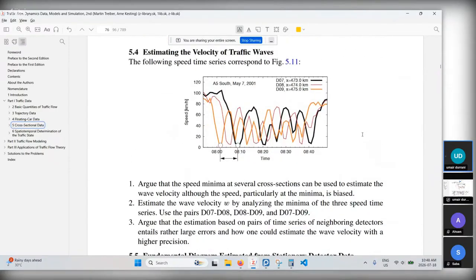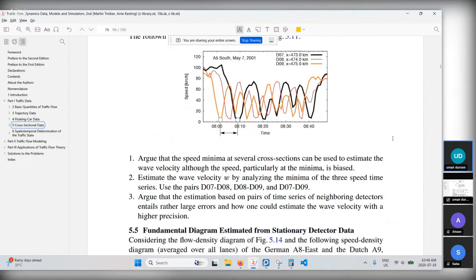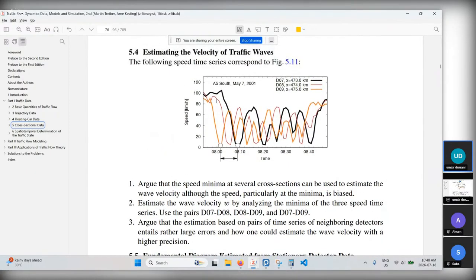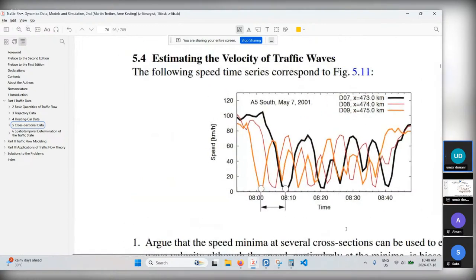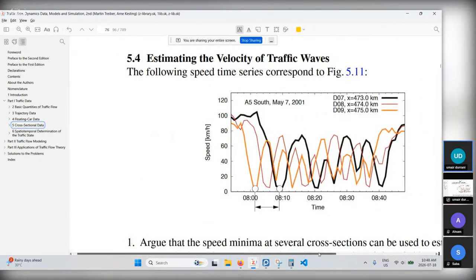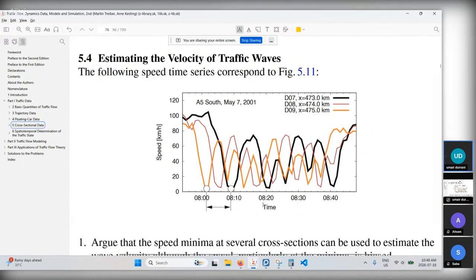All right, question number 4 is about estimating the velocity of traffic waves. And here they have given us one example. We have 3 detectors, and these detectors have speed and time for us. So the black line represents the detector at D07, and the orange one is D09, and in between is D08. The difference between them, at least between 07 and 09, is 2 kilometers, which is highlighted here as well.